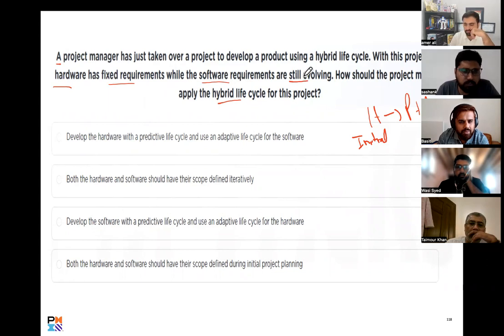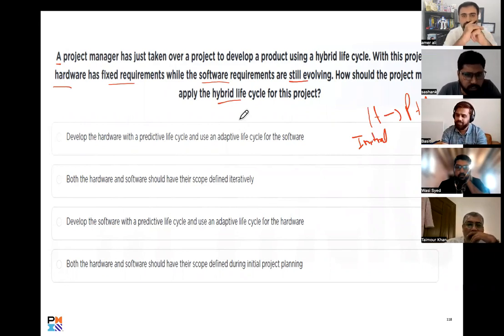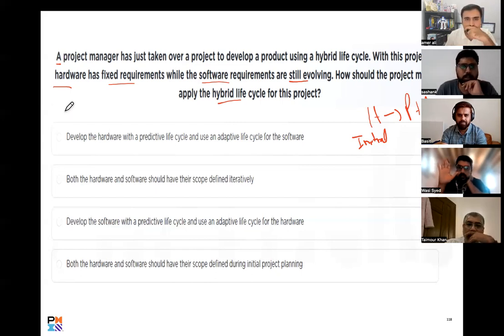If we go through the options, the first option says: develop the hardware with the predictive life cycle and use an adaptive life cycle for the software. Is this the answer? Predictive life cycle and adaptive life cycle, but the predictive. No, Shashank, from memory, not from notes.